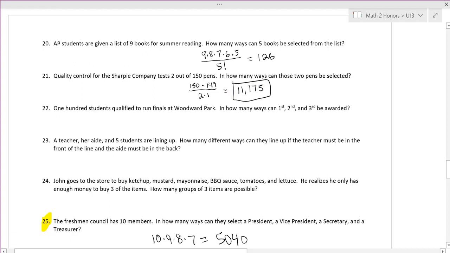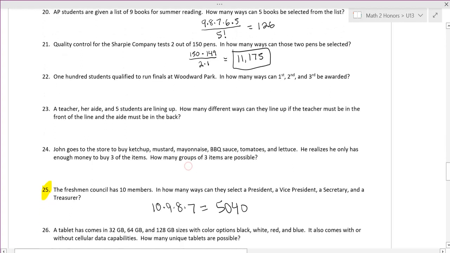Next one, number 22. 100 students qualified to run finals at Woodward Park. How many ways can first, second, and third be awarded? So now order is mattering, so this is a permutation. You have 100 students that qualified. So 100 options for first place times 99 options for second place times 98 options for third place. And you're going to get a big number. You get 970,200.